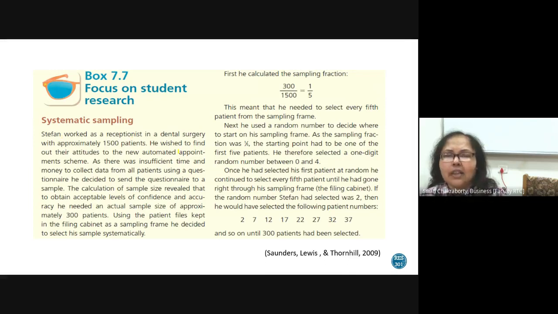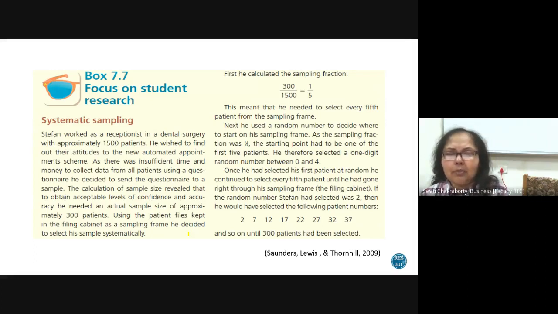Stephen worked as a receptionist in a dental surgery with approximately 1,500 patients, and he wishes to find out their attitudes to the new automated appointment scheme. As there was insufficient time and money to collect data from all patients using a questionnaire, he decided to send the questionnaire to a sample. The calculation of the sample size revealed that to obtain acceptable levels of confidence and accuracy, he needed a sample size of approximately 300 patients.